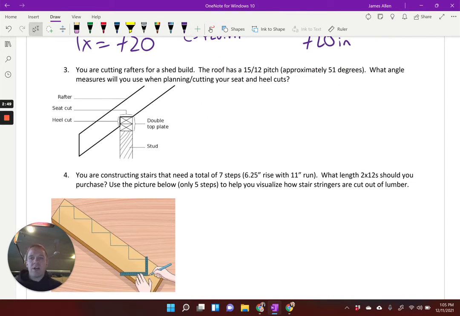Next one. You're cutting rafters for a shed build. The roof has a 15 over 12 pitch. Woo! That's a steep roof. Approximately 51 degrees. What angle measures will you use when planning on cutting the seat and heel cuts?